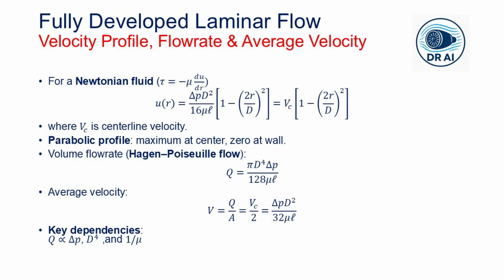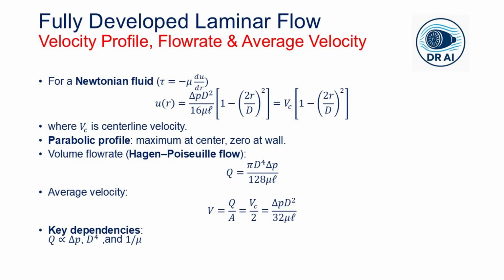Now look at this equation. It is a thing of beauty and it tells us everything. Q is directly proportional to delta P: double the pressure, double the flow. Q is inversely proportional to the viscosity and the length L. More viscous fluid or a longer pipe means less flow.